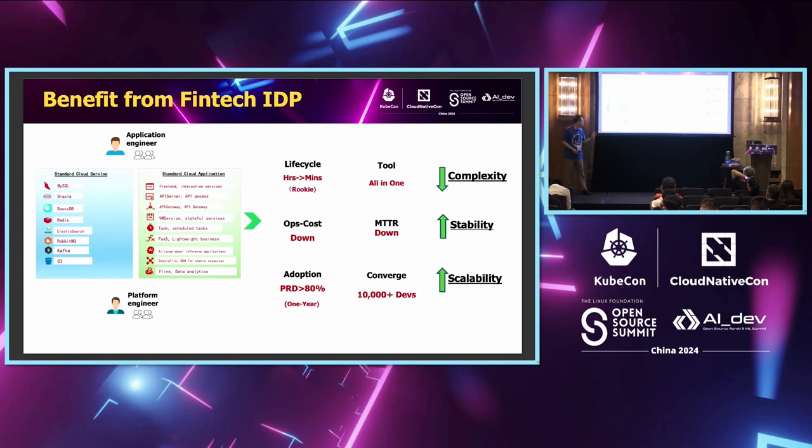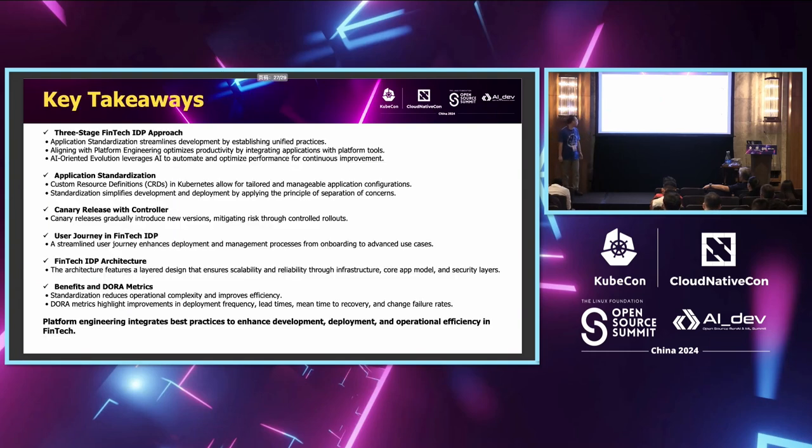And the part of the system we are most proud of is that in just one year of adoption, 18% of China Merchants Bank applications were migrated to the platform with no production incident and no traffic loss. And until now, 10,000 developers and ops use the platform. So as keynotes, I have shared the background of the migration of our China Merchants Bank.